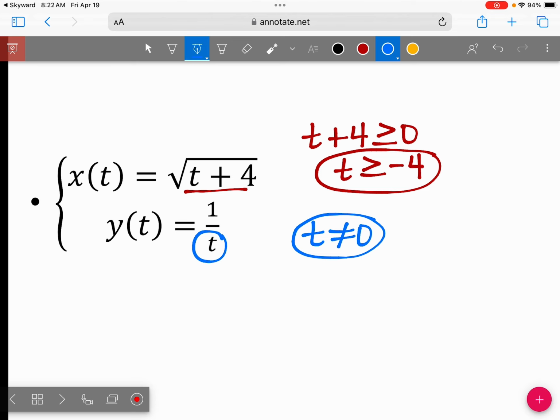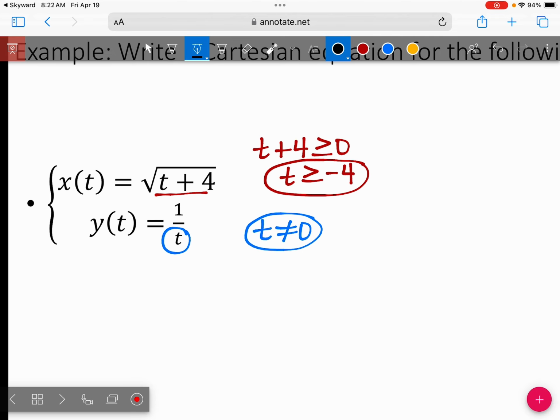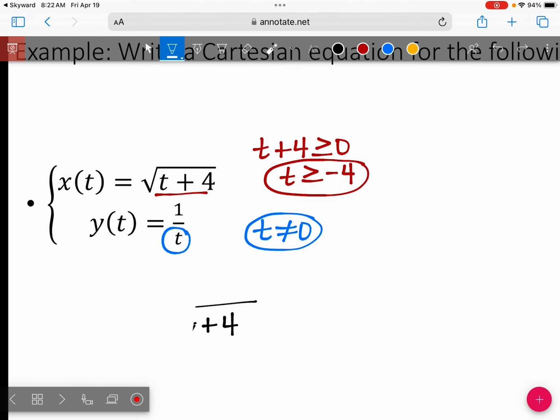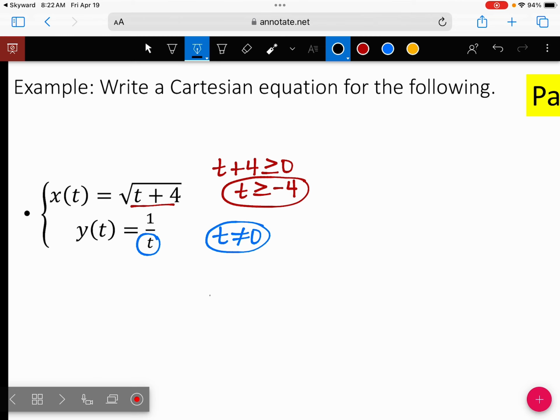Okay, now let's start writing our equation. Take your x parameter and solve that for t. So I have x equals the square root of t plus 4. How do I solve that? What's the first thing I need to do? Square both sides to get rid of the square root.